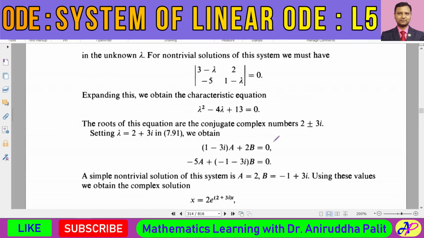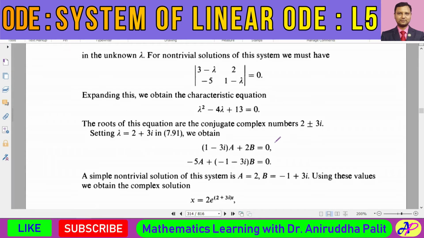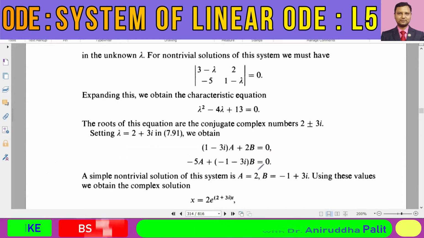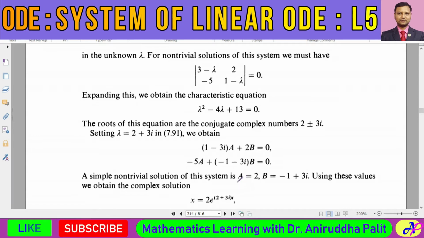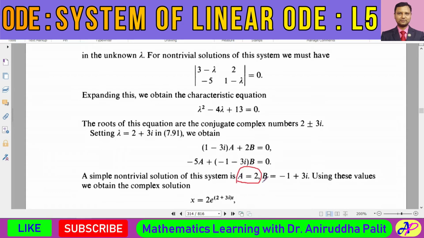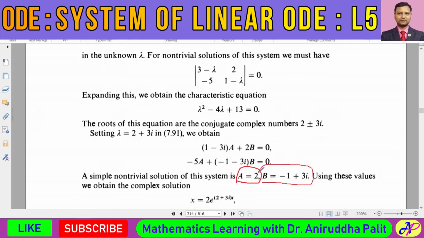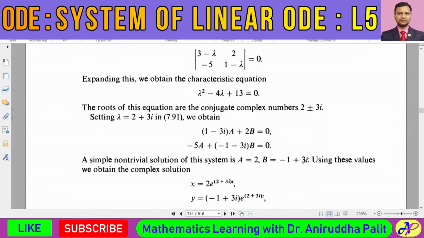And if you practice them, please try to show these kinds of intermediate steps. Okay, so if we solve this system, then what do we get? We get this solution: A is equal to 2, and then B is equal to -1 plus 3i. So these are the two values of capital A and capital B.